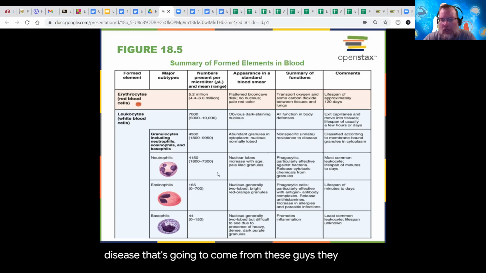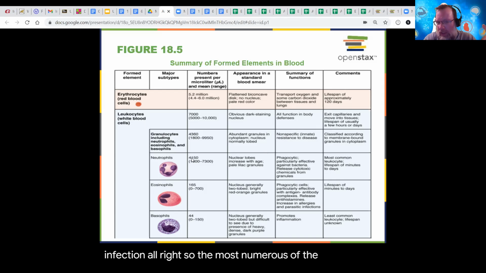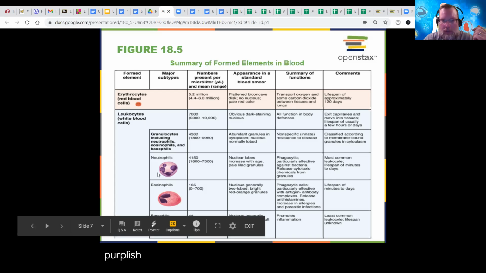They're generally in your bloodstream in less than 1% numbers. Those numbers can go up if there's an infection. The most numerous of the granulocytes, and the most numerous of all of your white blood cells, are the neutrophils. Again, a lightish, lilac-ish, real light purple color, because remember, the two spectra for acidity, pH, are acid and base. Acid is pink, base is blue. Pink and blue together make kind of a pinkish purplish color. That's what you get with a neutrophil.